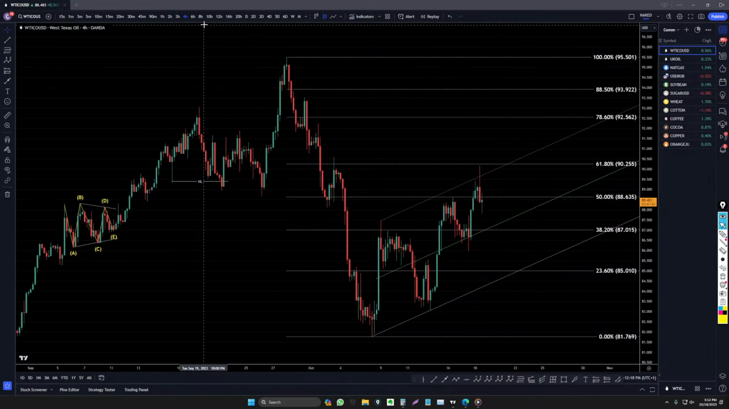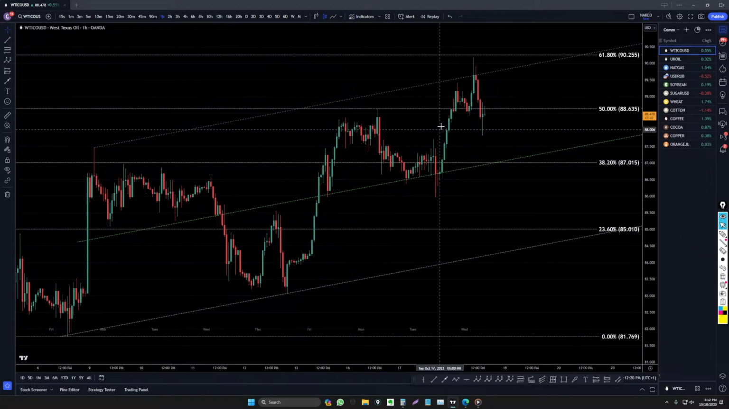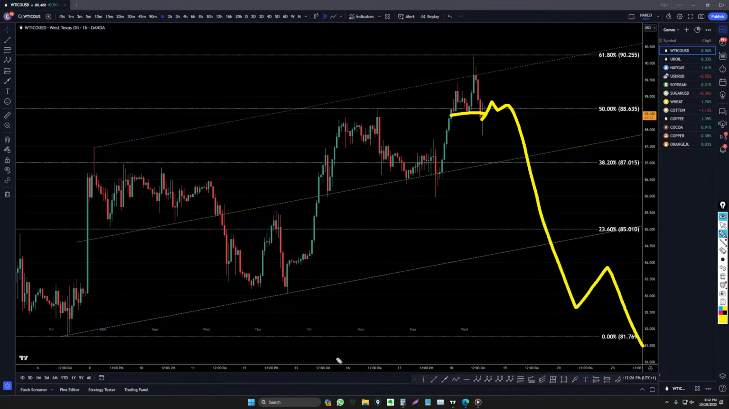Let's see if we can get any break of structure on the short time frames. Oh, look at that. Break of structure too. That looks like a short to me. Possibly the end of a wave B. Nice. Very nice.